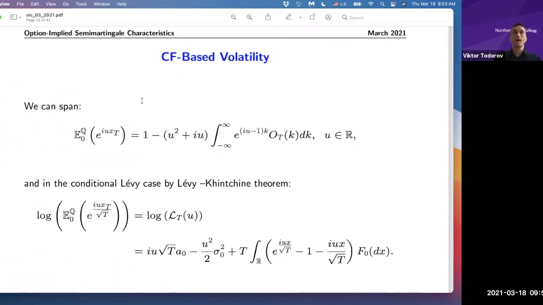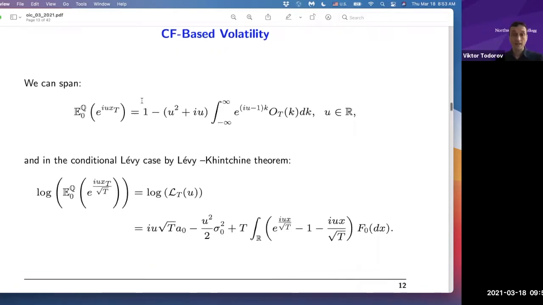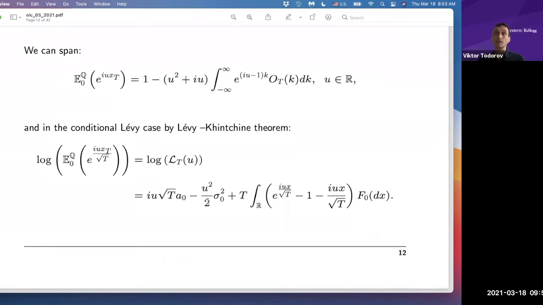Now, because time to maturity is short, the process is conditionally Lévy, approximately, and then I can use the Lévy-Khintchine theorem. That's what I stated in the last part of the slide. So now everything is nice. All three characteristics are showing up here: you have the drift term, you have the volatility, and you have this last piece, which is because of the jumps.